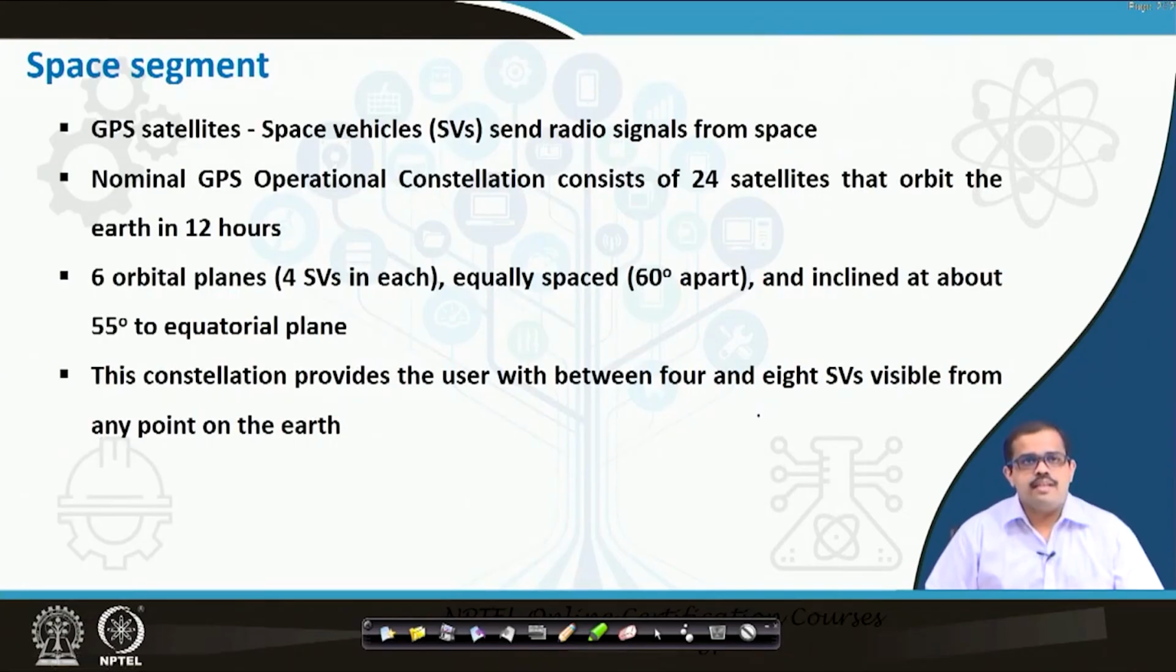When we look at the space segment, GPS satellites have space vehicles and the radio signals from the space. So, as I said, the space segment is basically a collection of satellites or the space vehicles. Now, these send the radio signals from the space. Each of the nominal GPS operational constellations consists of 24 satellites, just as I have told you before. So, it consists of 24 satellites that orbit the Earth in 12 hours.